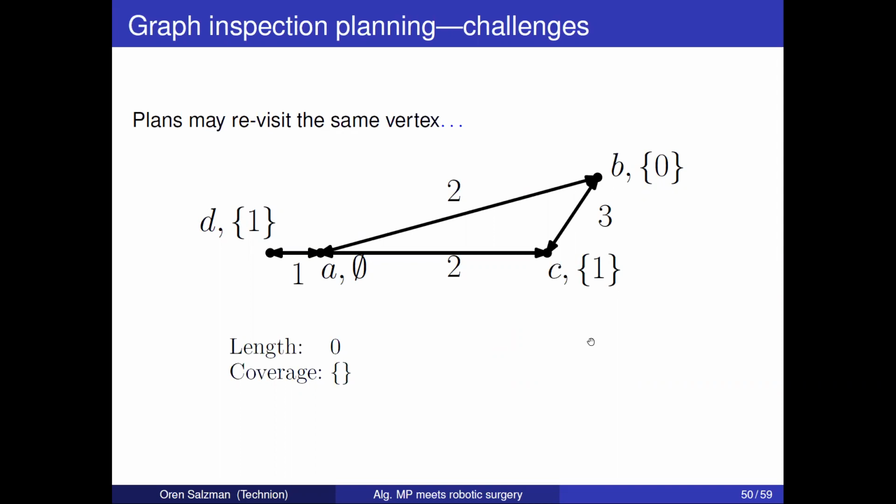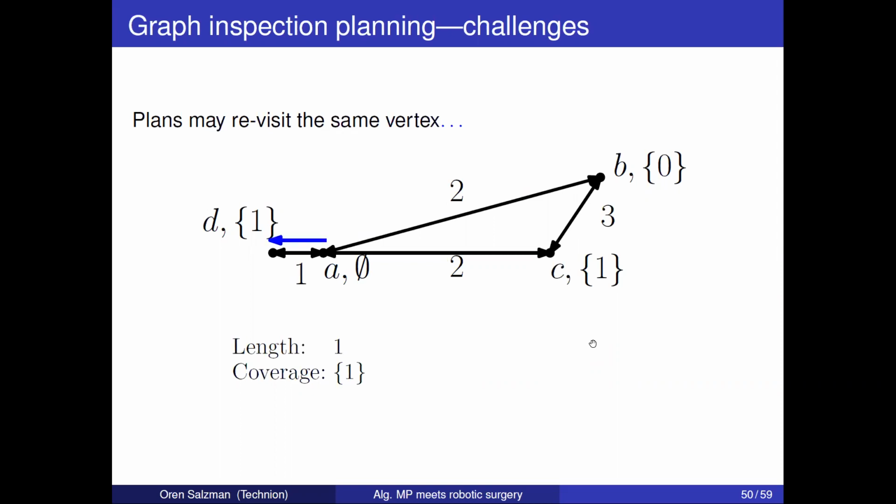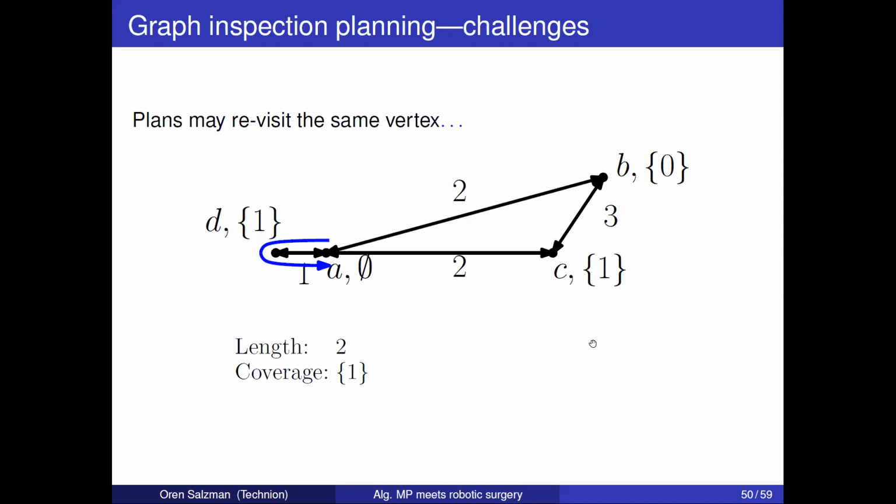And we want to compute a path that sees all points of interest, so 0 and 1. How does the optimal path look here? We start at A, we go to D, we retrace our path to A.